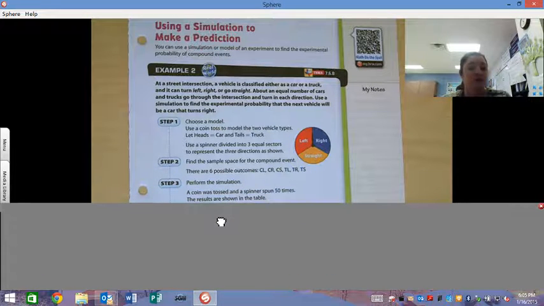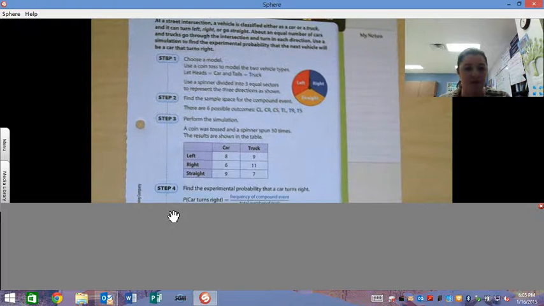Now you need to perform the simulation. A coin is tossed and a spinner is spun 50 times. The results are shown in the table. So do you need to spin it 50 times and toss your coin 50 times? No. It's done for you. They are giving you a table. Please don't waste the time in class when they're giving you the simulation results. They're not asking you to do the actual experiment. It's done for you. So, this is your table from the results.